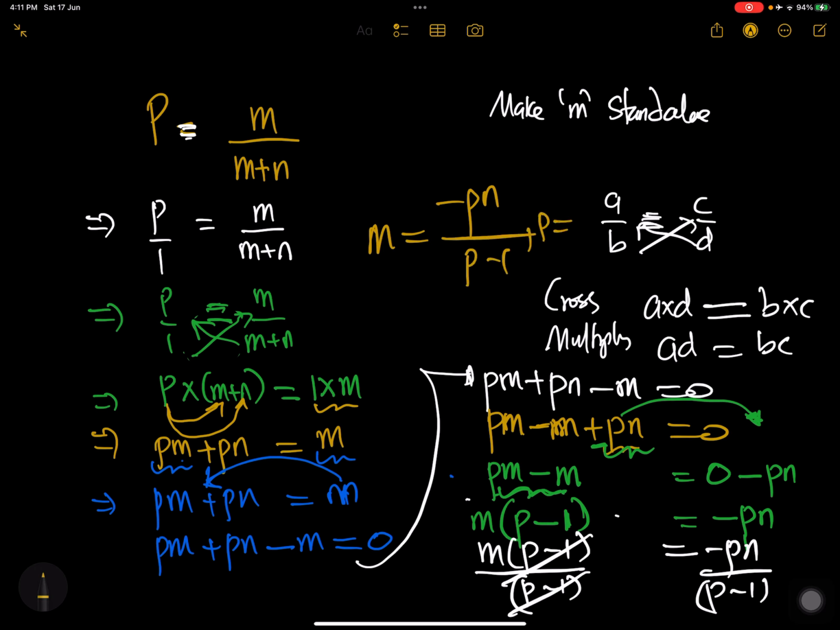Where p cannot be equal to what? 1. Because if p is equal to 1, m is going to be undefined. I hope everything is getting clearer and becoming a bit easy. Let's try another one. I'm having more examples here, but let's try another one.